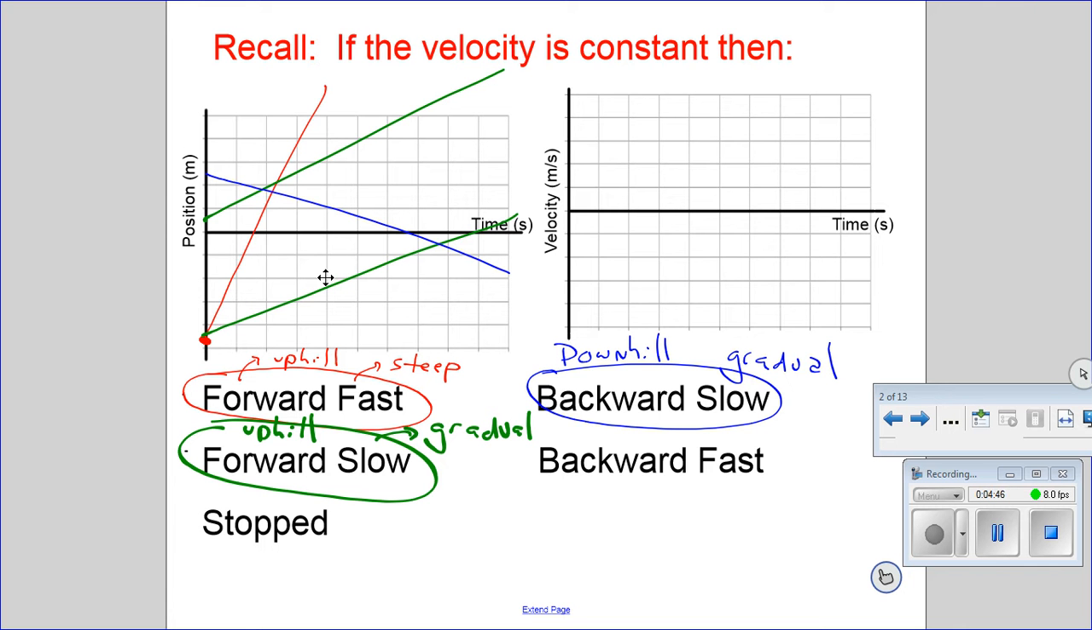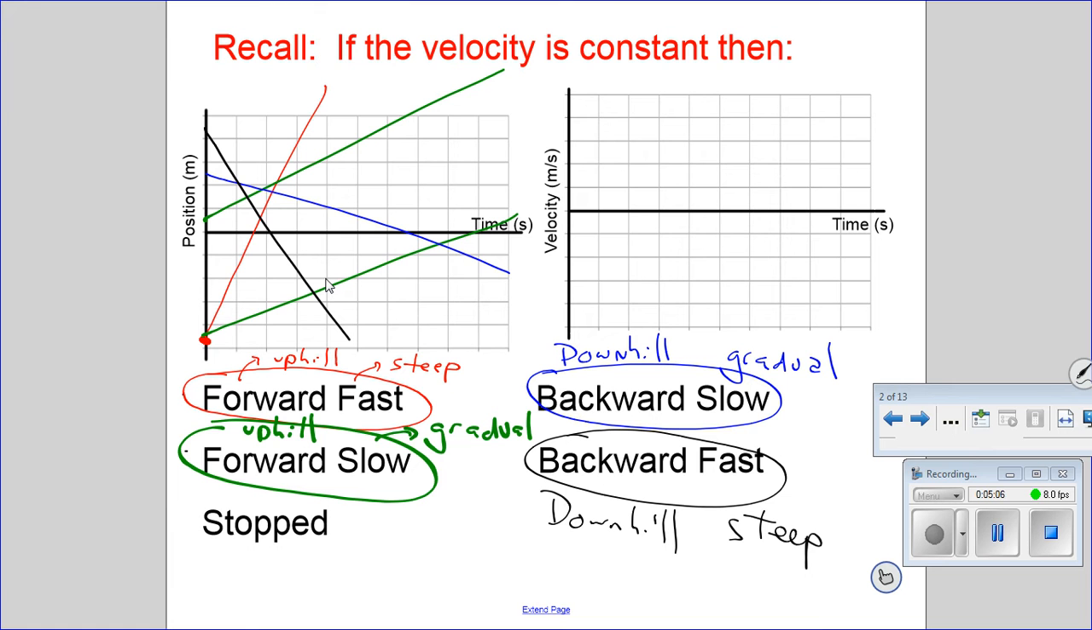Okay. Finally, if we're going backward fast, so I'll do this one in black. The fact that it's going backward means that I want to go downhill. And the fact that it's fast means I want to draw it steep. So something like that, right? The drawing here is a little bit cluttered, but if you understand what I wrote down next to each of the phrases, I think that's the important part.